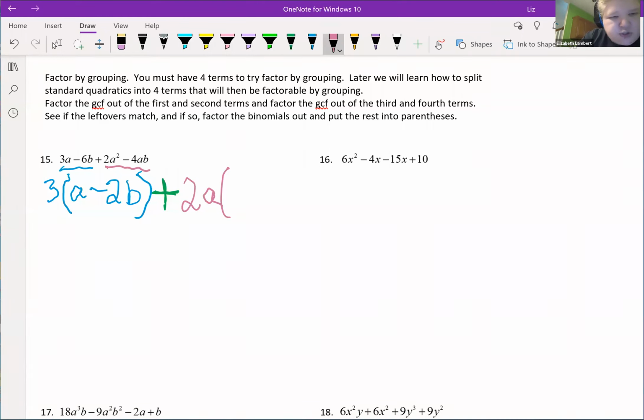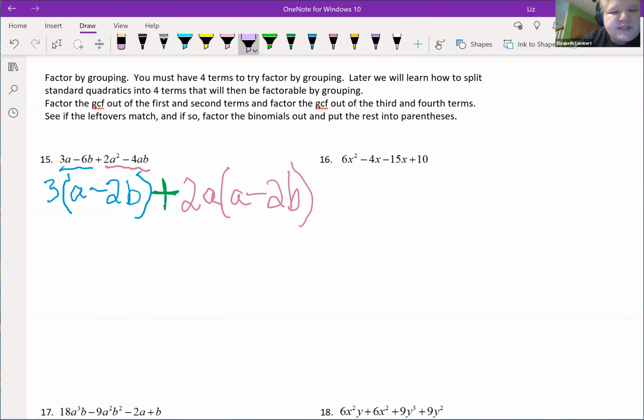So I've got the 2, and I've got one of the a's, so the other a will stay, and if we multiplied back to check, 2a times a would be 2a squared, minus 2 times 2 will get us to the 4. I have the a, so I just need the b. So there we go. 3 multiplied to a minus 2b plus 2a multiplied to a minus 2b.